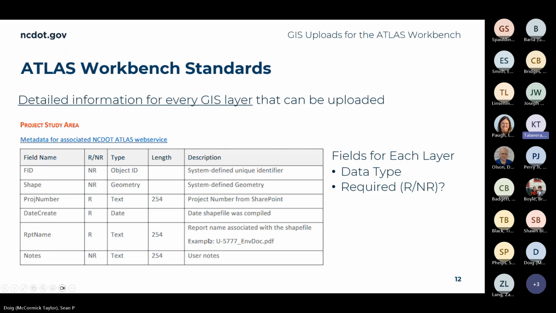Next slide. Inside that document, you will find detailed information for every GIS layer that can be uploaded, right? So for this example, this is the project study area, GIS upload. As you can see, we've got the field names. It tells you whether that field is required or not required, the type of field it is, whether it's a text or a date, length of field, and then the description.